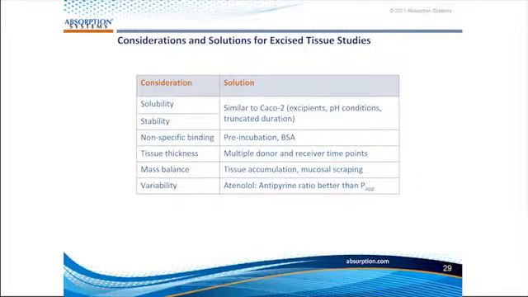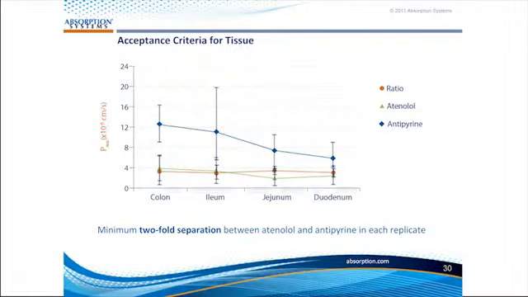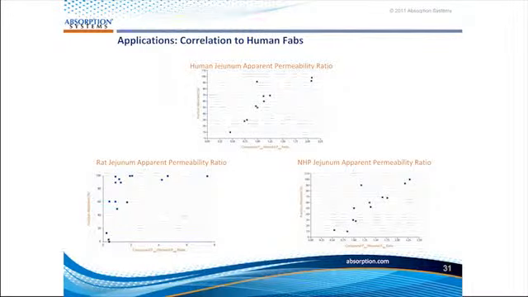So what has worked better for us is to use the ratio with a co-dosed internal standard as opposed to just the absolute P apparent number. This orange line here is essentially the ratio, which flattens out. But if you look at the P apparent, there's much more variability across the different segments. And then you build an acceptance criteria, which is essentially a minimum of 2-fold separation required for each replicate to be considered successful. Correlation versus human fraction absorbed.